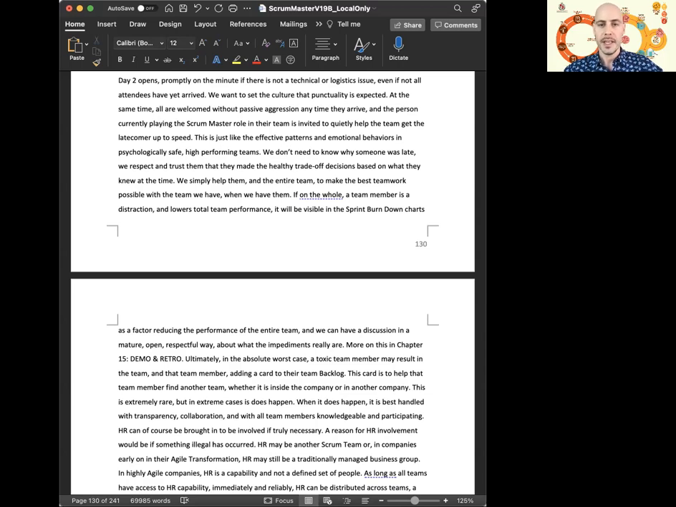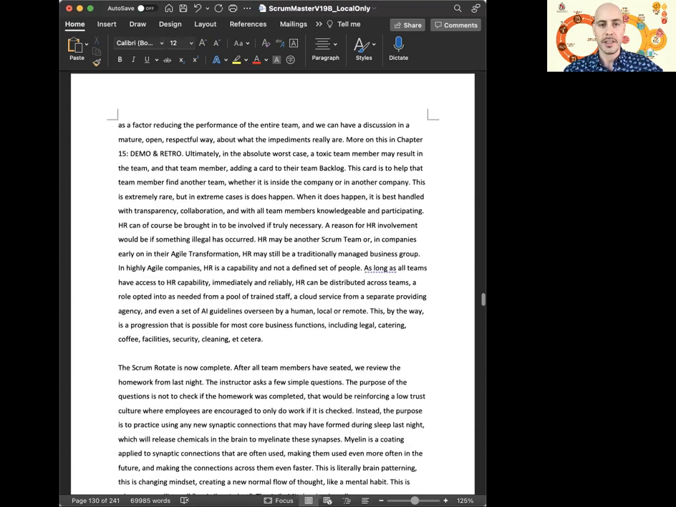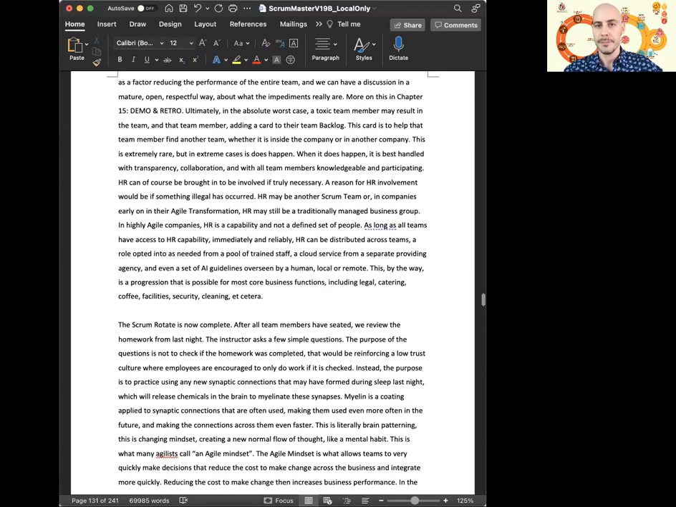If, on the whole, a team member is a distraction and lowers total team performance, it will be visible in the sprint burn down charts as a factor reducing the performance of the entire team. And we can have a discussion in a mature, open, respectful way about what impediments really are. More on this in chapter 15, Demo and Retro.